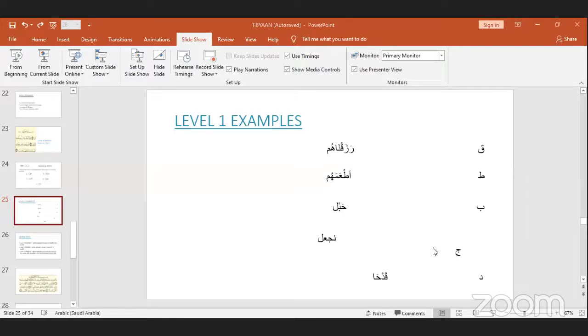And then jim. Jim, naj'al, naj'al, naj'al. So it should be done with the qalqala. Then here qadha, qadha, qad, the qadha. Okay, so these are the 5 letters, level 1.